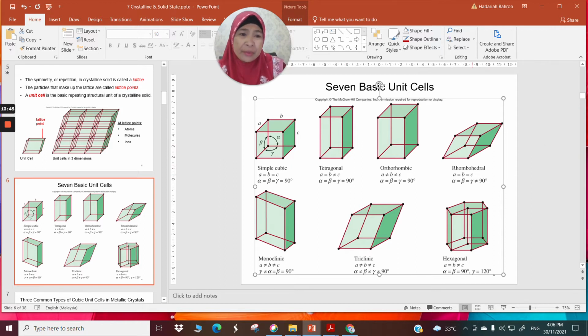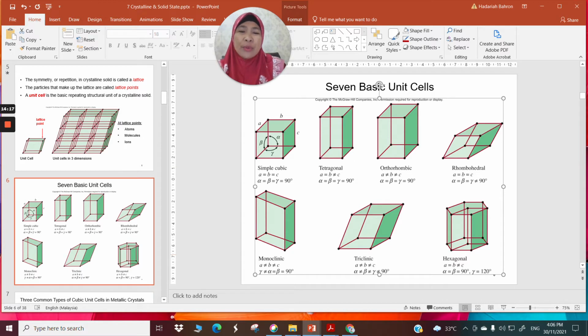But if you do not vary the length of the edge, but you vary the unit cell angles, A is still equal to B, still equal to C. However, your alpha, beta, and gamma are not equal to 90. This is what you get: a rhombohedral. So you have simple cubic, tetragonal, orthorhombic, and then the fourth one is rhombohedral.